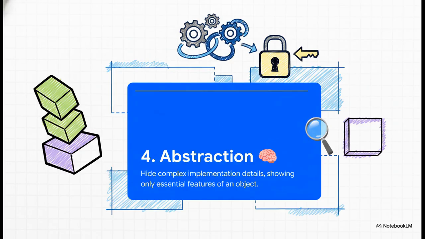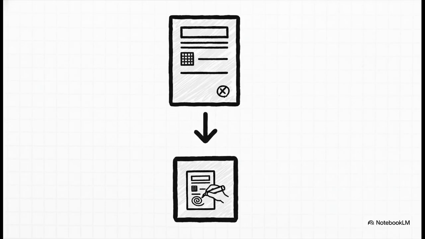This one is all about hiding all the messy, complex details on the inside and only showing the simple, essential features on the outside. It's like creating a contract that other classes have to follow. So here, our shape class is abstract. You can't actually make a shape object.